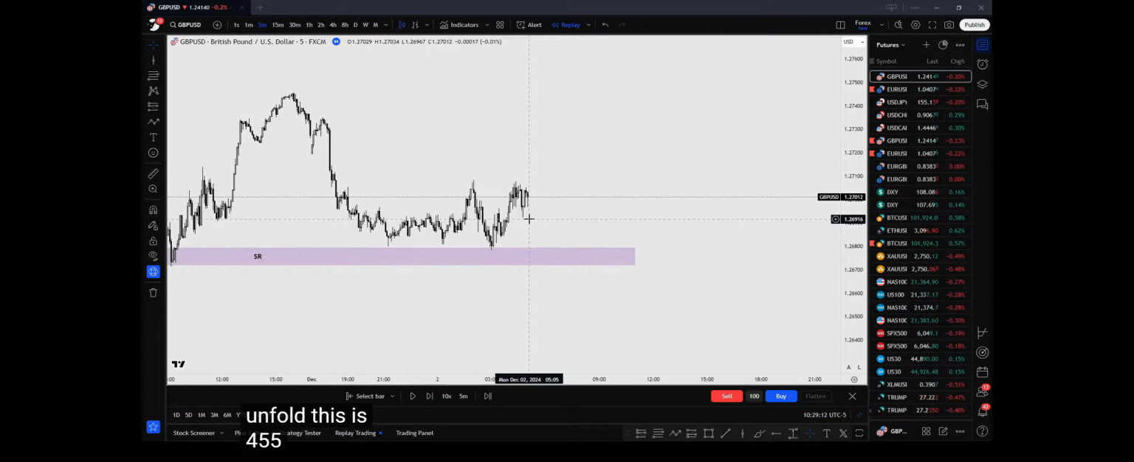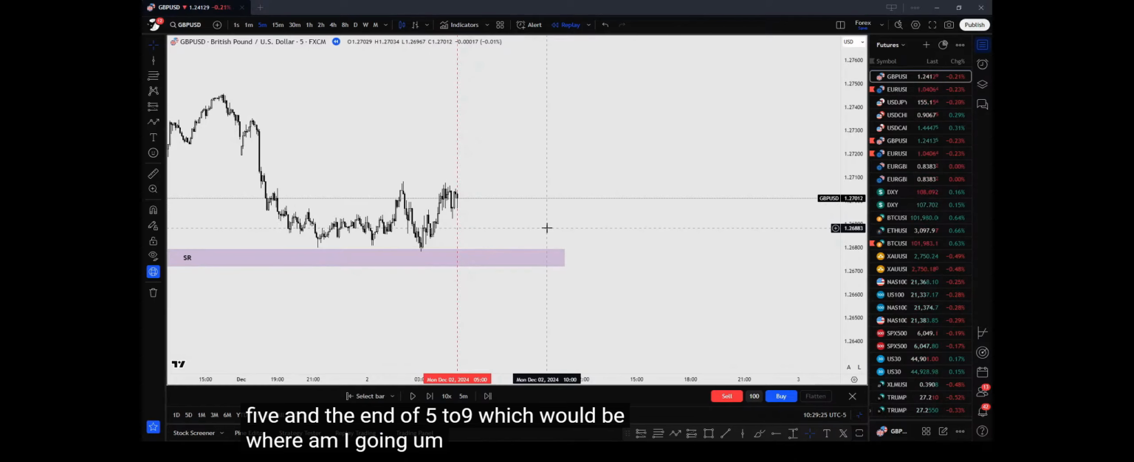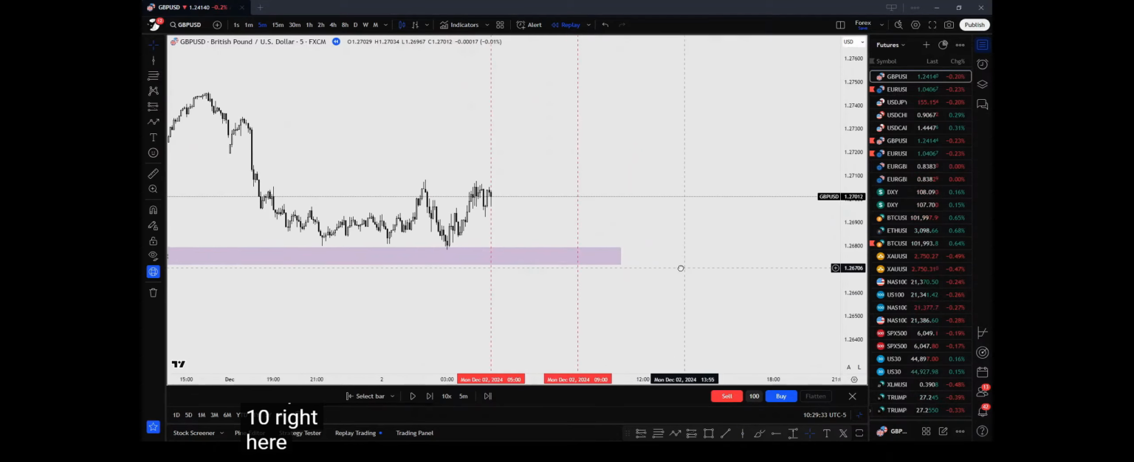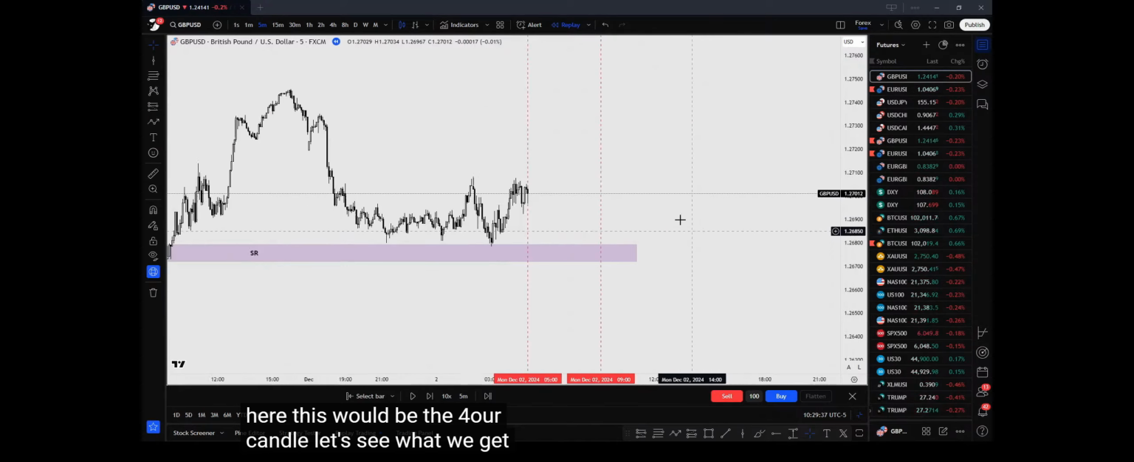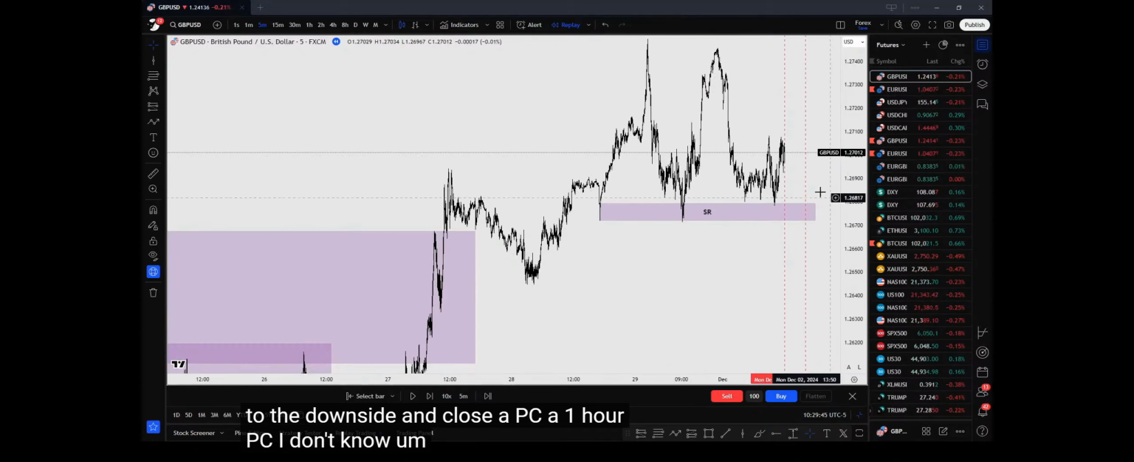This is 4.55, so I would have waited for 5. And the end of 5 to 9, which would be, where am I going? Right here, and the open of 9, not 10. Right here. This would be the 4-hour candle. Let's see what we get. Maybe at the start of 5, if we get a good move to the downside and close a PC, a 1-hour PC, I don't know, or something like that, it would be nice.